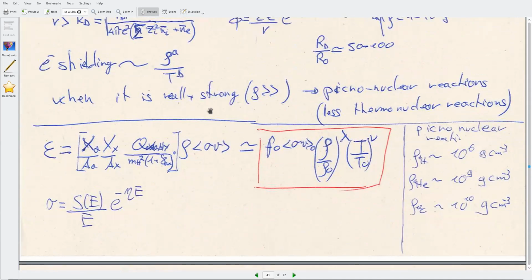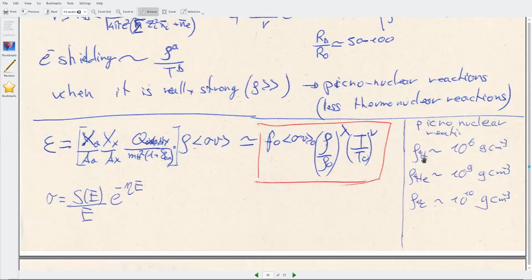And this one is really strong, what is called a pycno-nuclear reaction. Pycno is the density, so a reaction connected with the density, not with the temperature, those are thermonuclear reactions. Usually, to have a pycno-nuclear reaction for hydrogen, you need 1 million gram per cubic centimeter. For helium, 1 billion gram per cubic centimeter. For carbon, 10 billion.